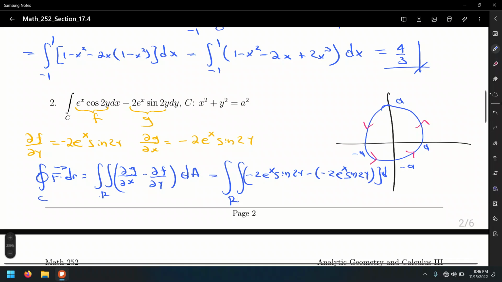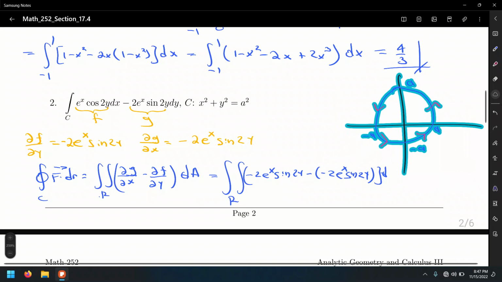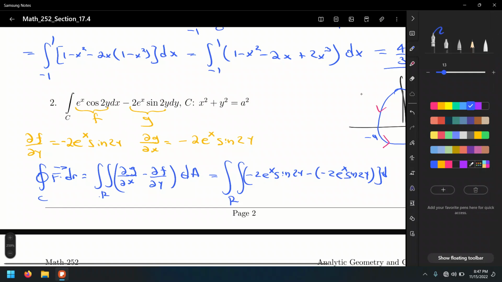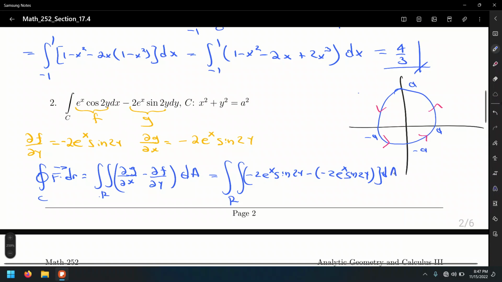dA. And this is dA. However, what is that going to give us? 0. And the integral is 0.